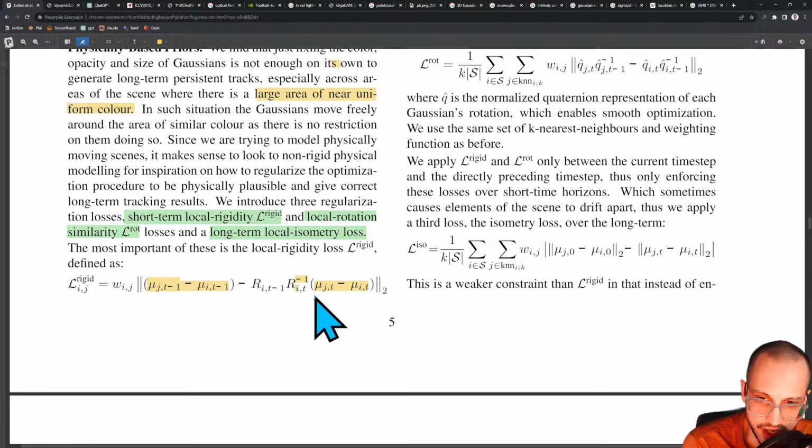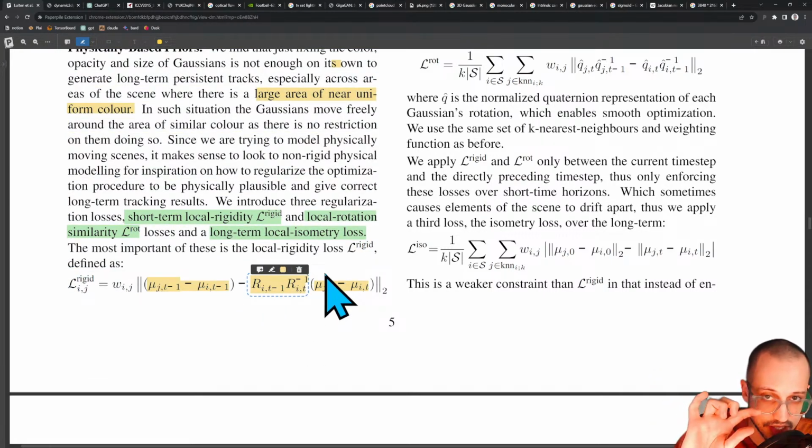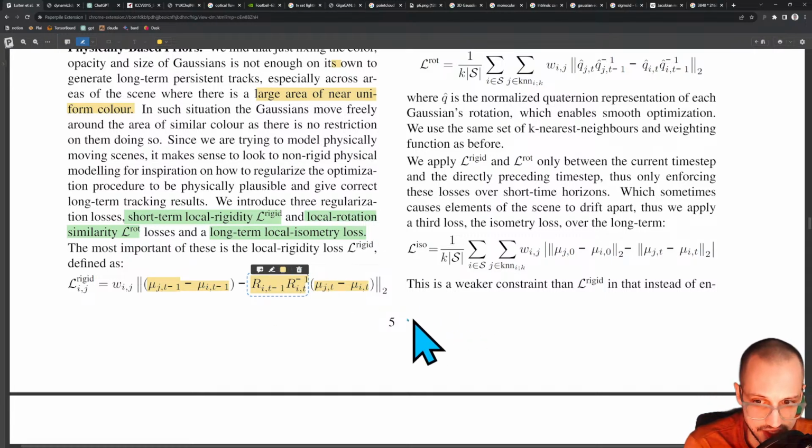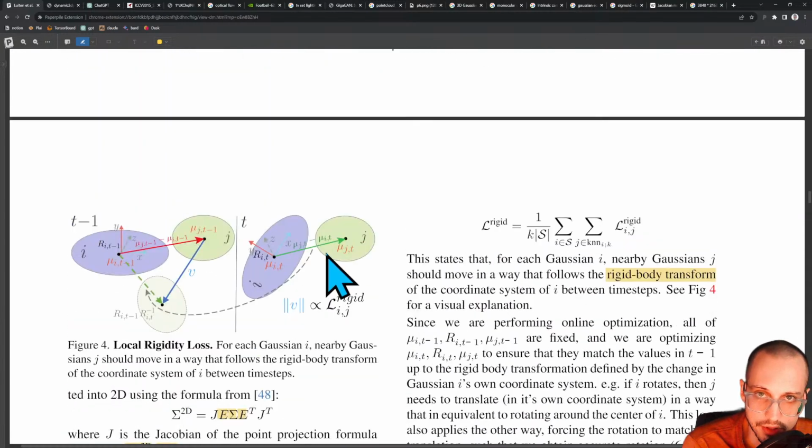So it's basically saying the vector between these is rotated by the inverse of this rotation matrix, which just puts it back into world coordinate frames, and then you rotate it again by the rotation matrix for the next time step. So that's basically giving you the difference in rotation, the delta r, if you will. And it's saying if you multiply that delta r by that vector, it should be the same as this.